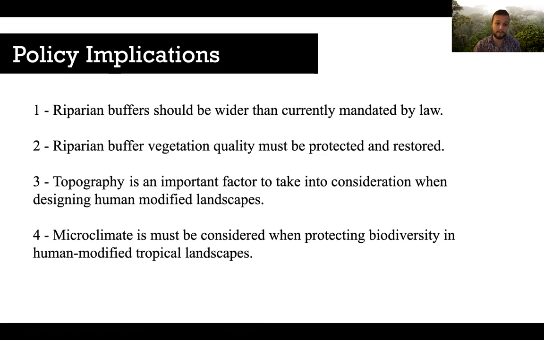We also showed that vegetation quality is really important for protecting the microclimate within these riparian buffers. So we've got to start thinking about the vegetation quality there. And we've got to prevent practices such as logging or grazing happening in these buffers, and potentially even replant them with forest species to restore them.